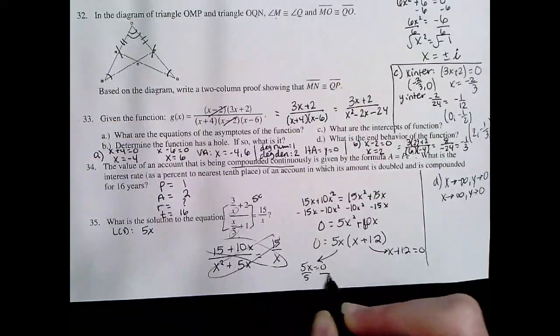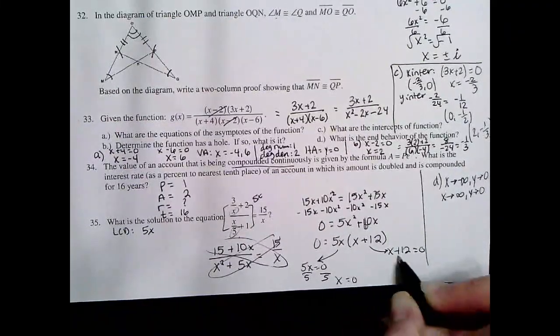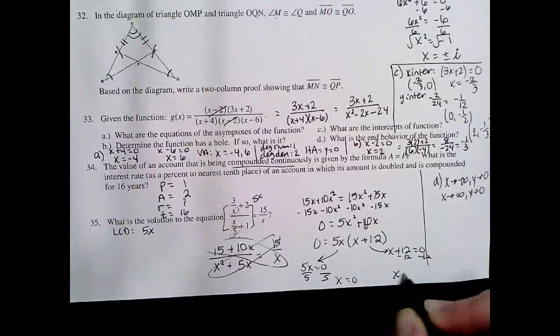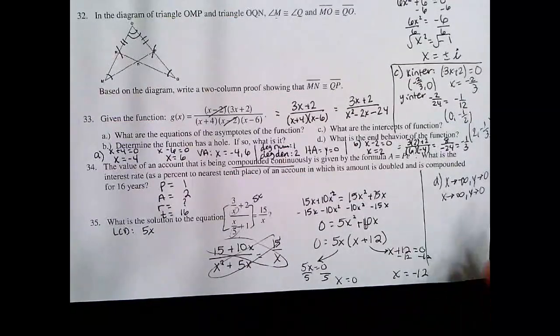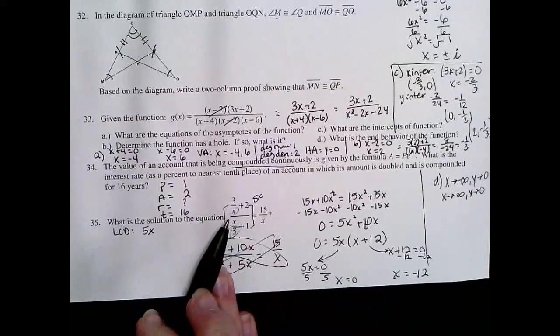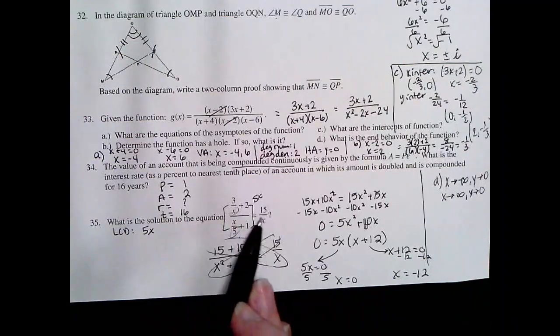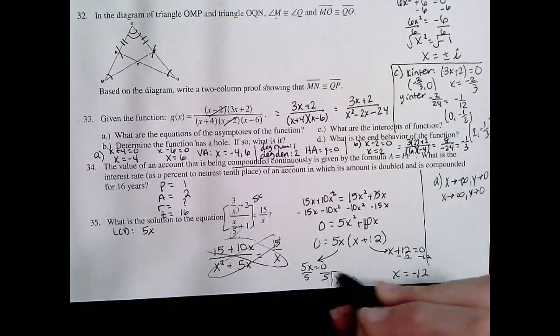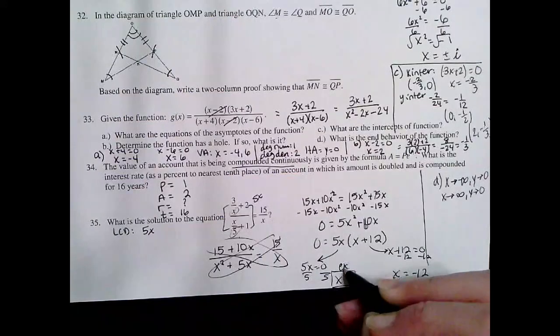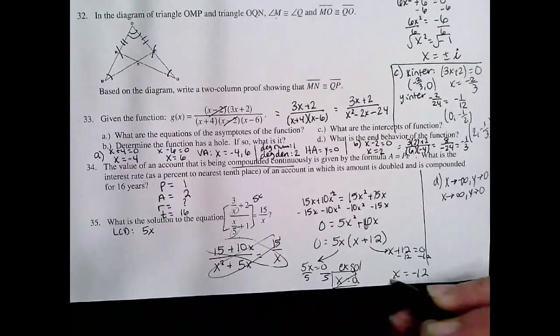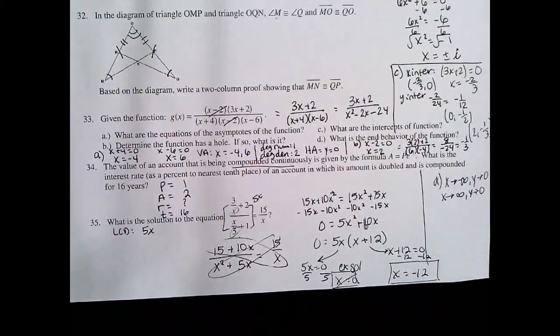Divide by 5. So x equals 0, and x equals negative 12. So your answers are x equals 0, x equals negative 12. Let's check back into here. Well, we can't have x being a 0 because we would end up with a 0 under my denominator, and I can't do that. So this is extraneous. So my answer is only x equals negative 12.